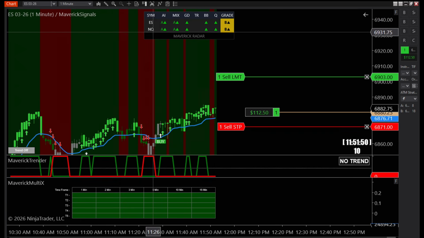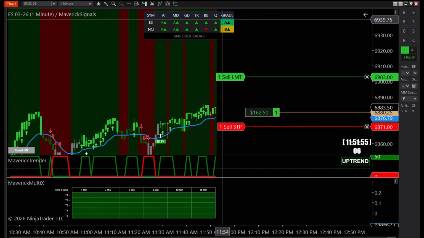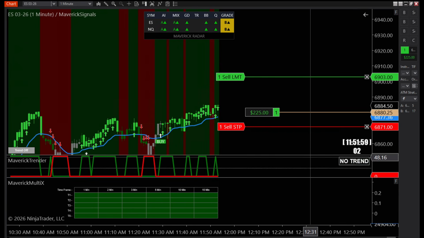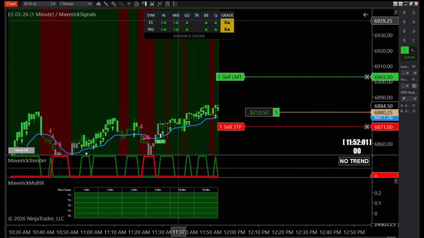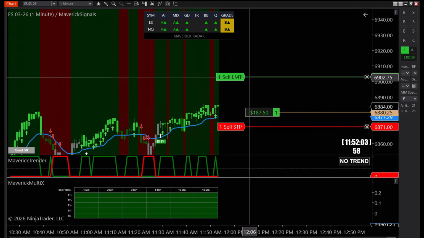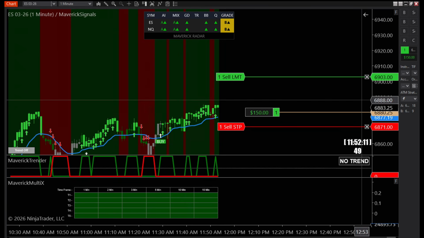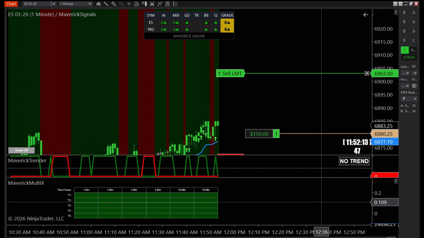And why do we have ES and NQ? Because they run together. So we love having an A grade. Look at that, all aligned. Watch, just watch. As long as it stays all aligned, I know it's hitting a resistance area here that we need to break through. But when you get an A+ setup on both of these, ES and NQ, magic starts to happen.